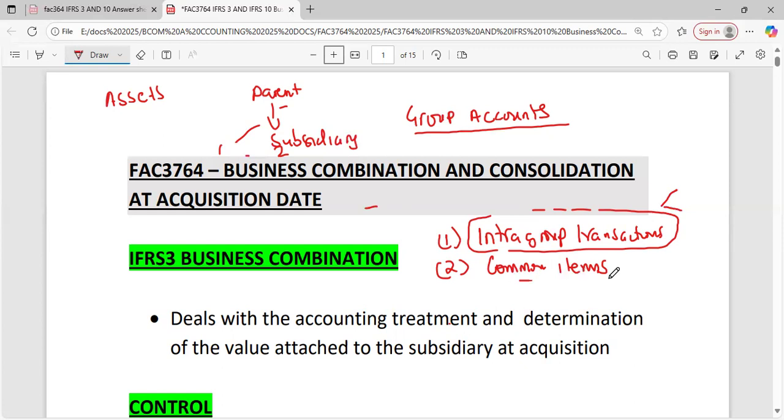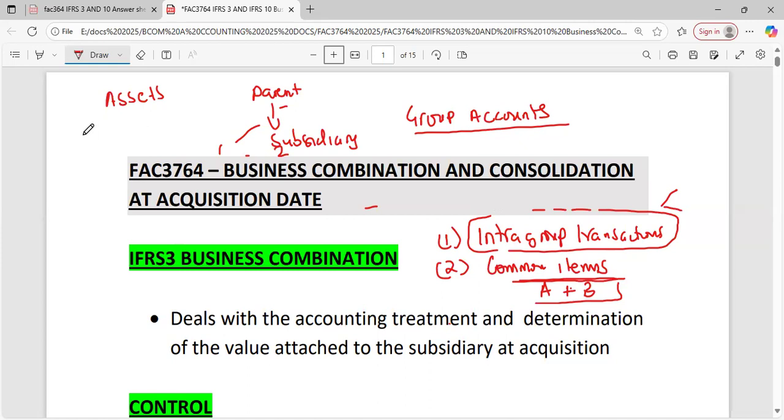The same applies if A took a loan from B, who is a member of the group, then that loan will fall under common items. Those are the things that we have to eliminate before we do the consolidation. So when you are doing your group accounts, the first thing that you have to do is to eliminate common items and to eliminate the intra-group transactions. Then after you are done with the elimination, you can now combine.